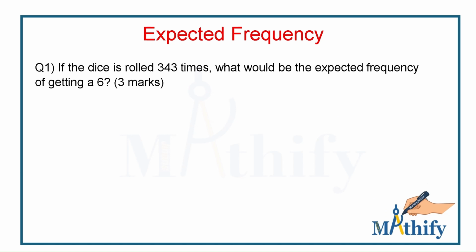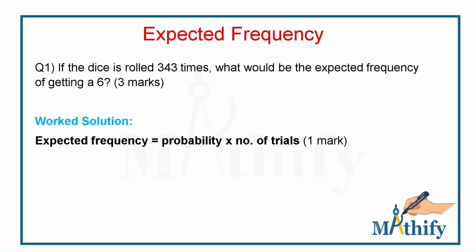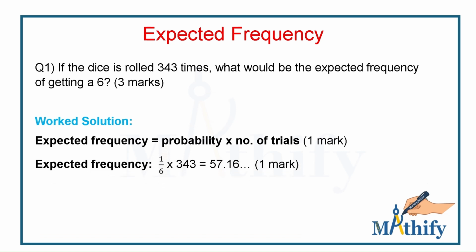Here is an exam style question to go through together. If the dice is rolled 343 times, what will be the expected frequency, the expected value, of getting a 6? 3 marks. I'll show you how to get 3 marks for this question, how to break them down step by step. The first important step when solving this question is to know your expected frequency formula. Expected frequency is equal to probability multiplied by the number of trials. So we need to work out the probability, which is 1 over 6. And the number of trials is 343 times.